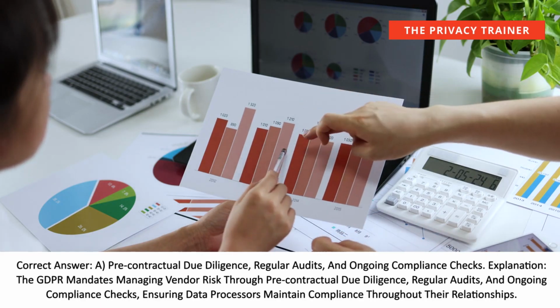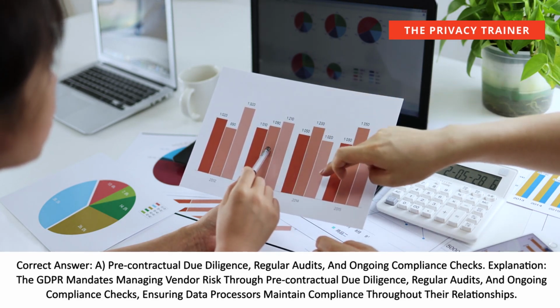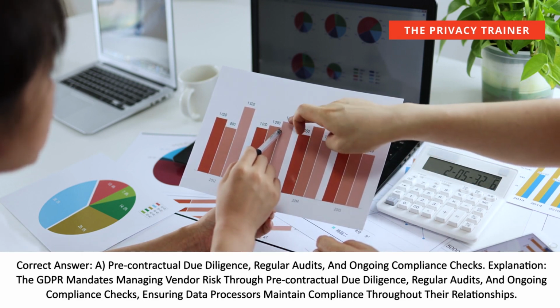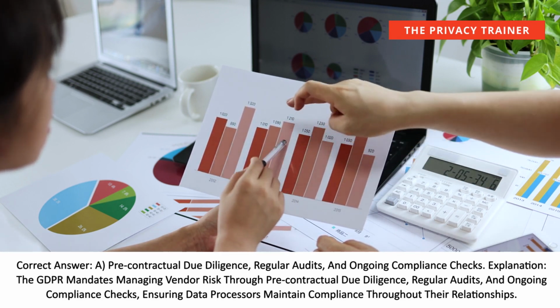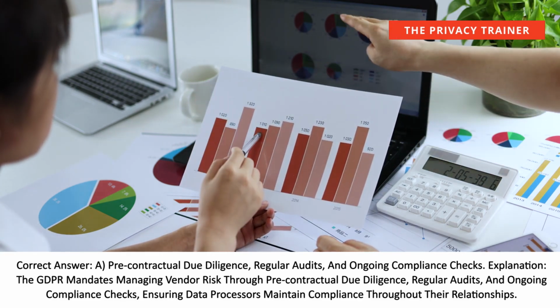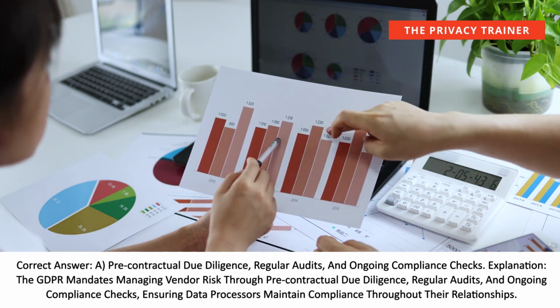Correct answer. A. Pre-contractual due diligence, regular audits, and ongoing compliance checks. Explanation. The GDPR mandates managing vendor risk through pre-contractual due diligence, regular audits, and ongoing compliance checks, ensuring data processors maintain compliance throughout their relationships.